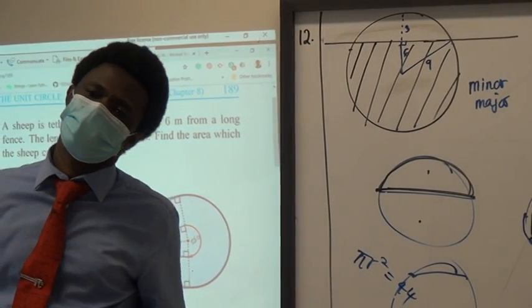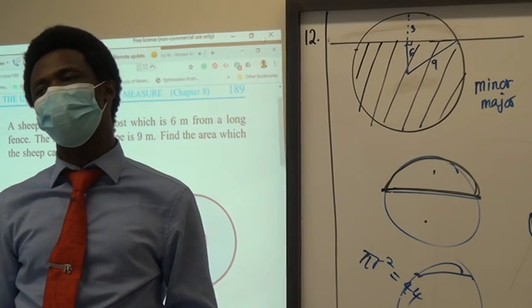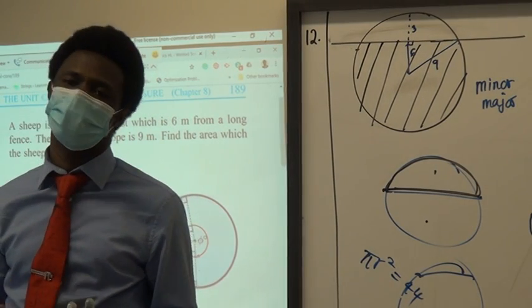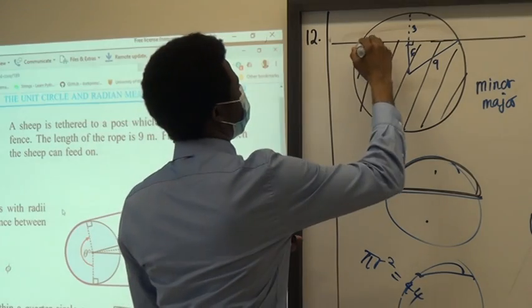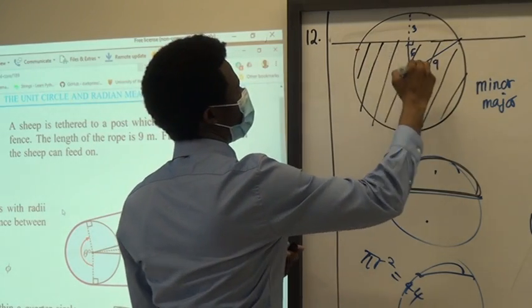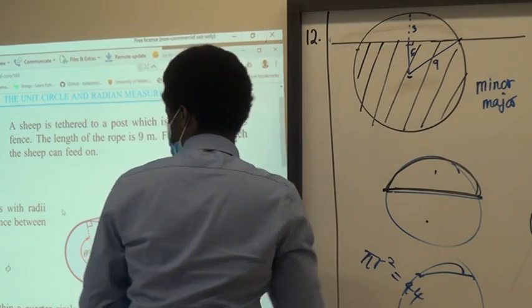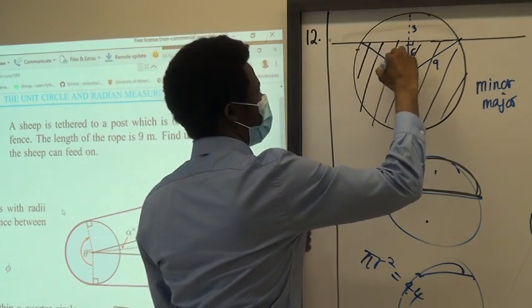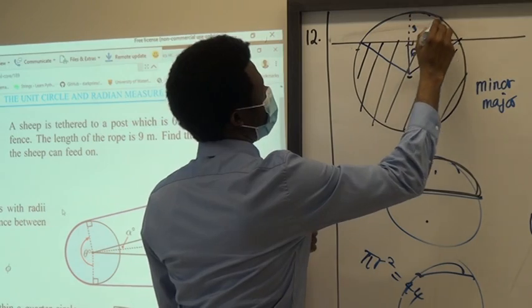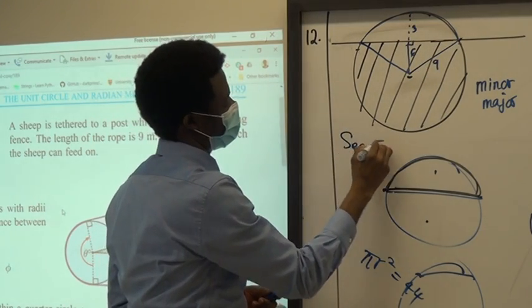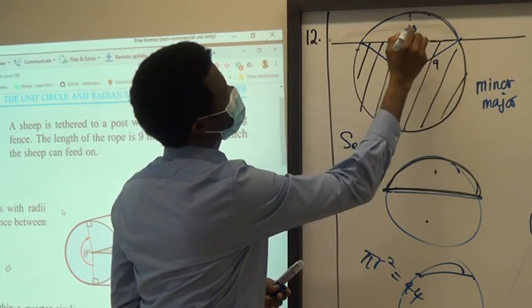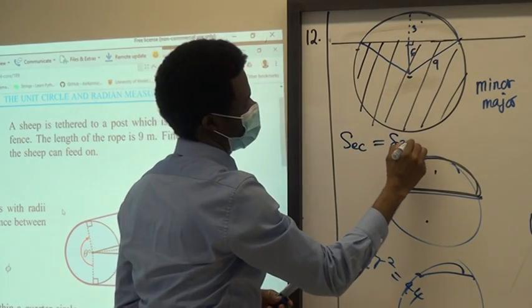How do we find the area of a segment? Normally, it's always area of a sector minus area of triangle, especially for the minor segment. Why? Because if you look at this part, that's a sector, right? So a sector is actually segment plus triangle.